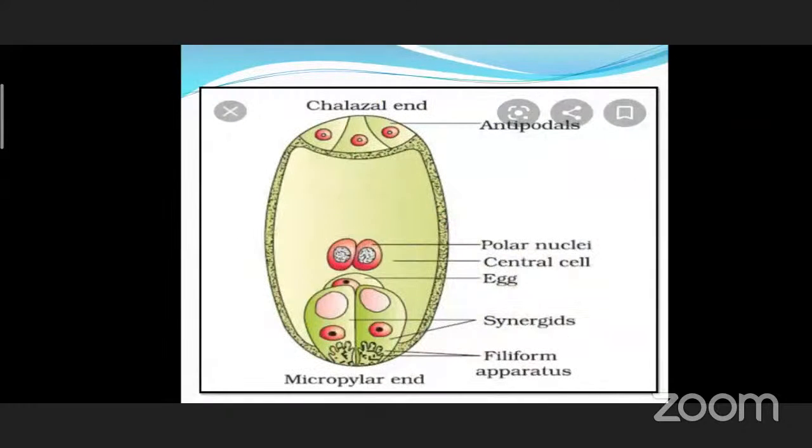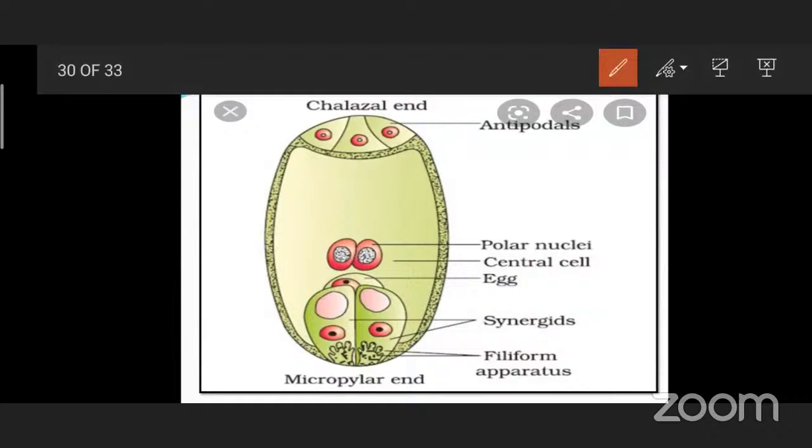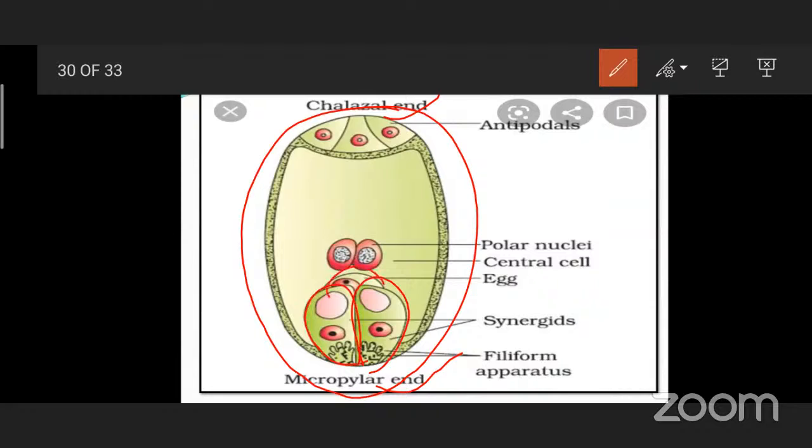Next, this is the embryo sac. See here, this embryo sac has the micropylar end and the chalazal end. The embryo sac is haploid in condition. In this embryo sac, there are two synergid cells, one egg cell, two polar nuclei, and three antipodal cells.